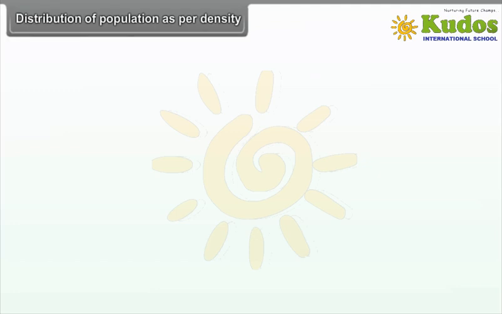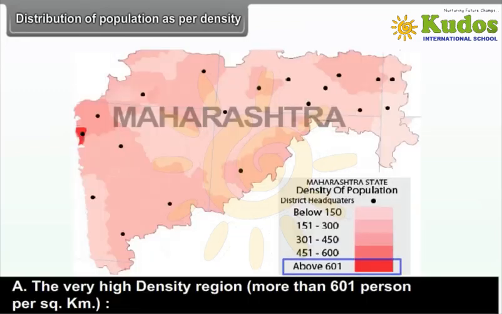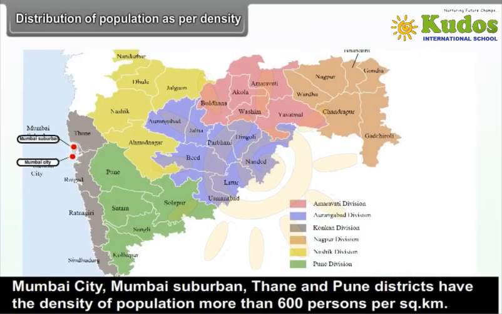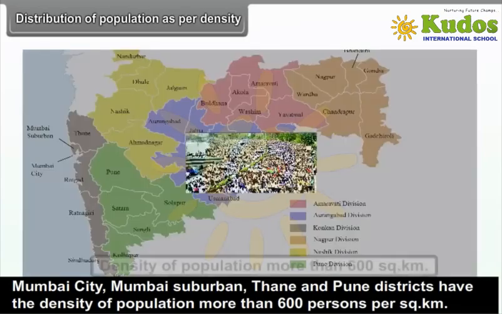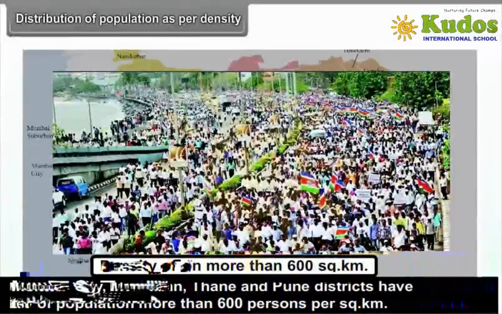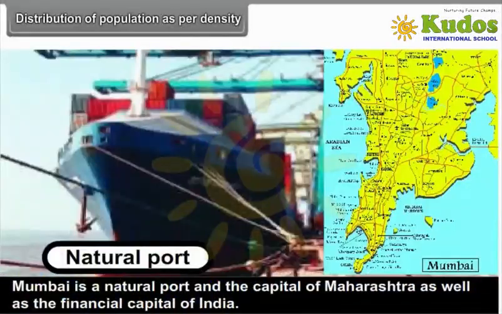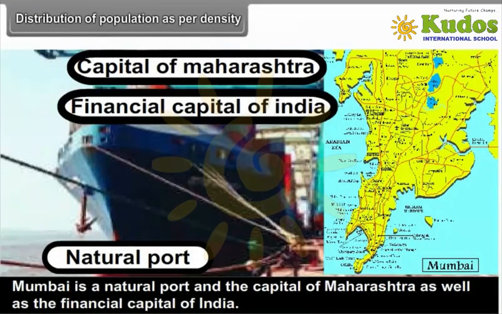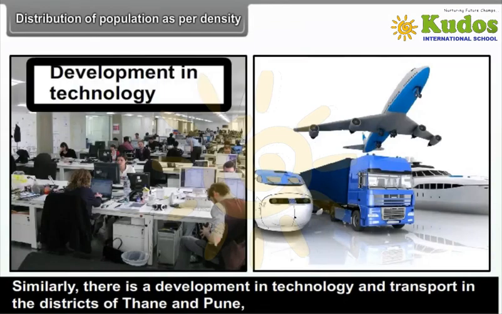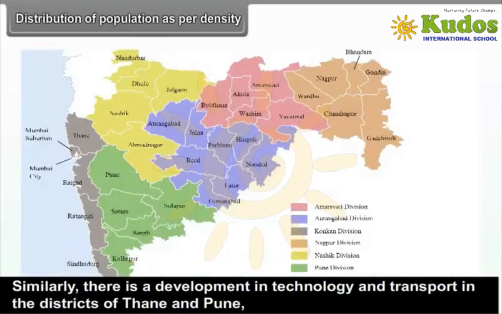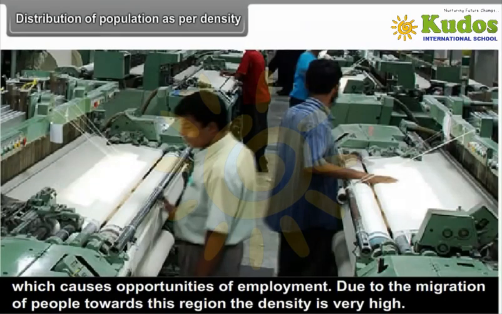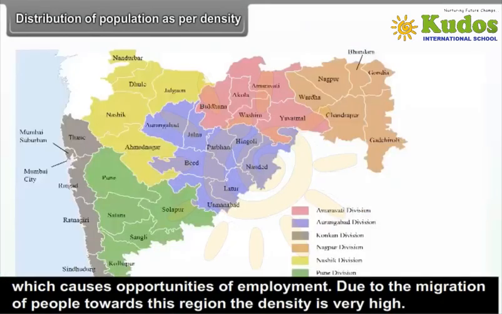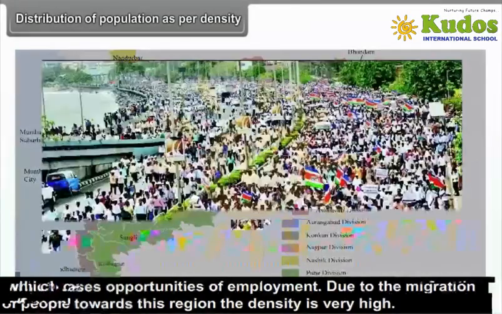7.1.2 Distribution of population as per density. A. The very high density region, more than 601 persons per square kilometer. Mumbai city, Mumbai suburban, Thane and Pune districts have the density of population more than 600 persons per square kilometer. Mumbai is a natural port and the capital of Maharashtra, as well as the financial capital of India. Similarly, there is a development in technology and transport in the districts of Thane and Pune, which causes opportunities of employment. Due to the migration of people towards this region, the density is very high.